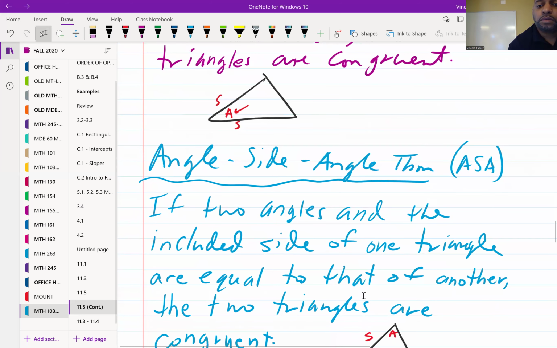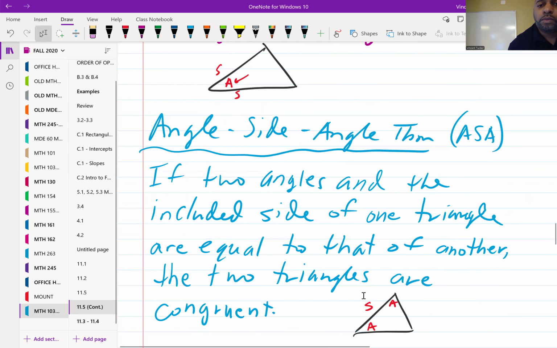All right. Third theorem, angle, side, angle. So two angles and the included side of one triangle are equal to that of another. Then the two triangles are congruent.